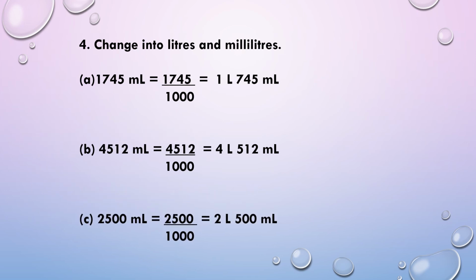Then C part, children, 2500 ml. Divided by 1000, you will get the answer 2 liters 500 ml or milliliters.